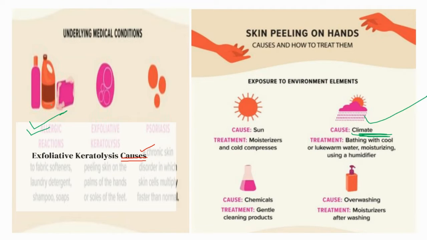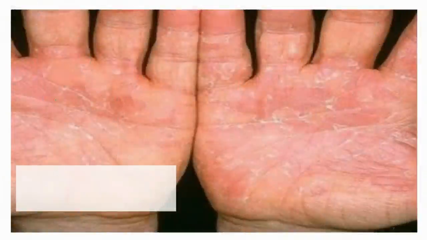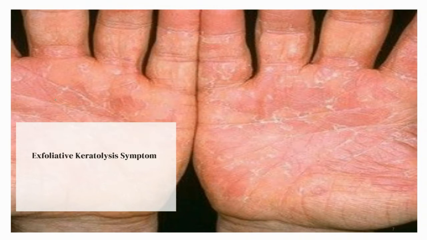So, as I have already discussed earlier, peeling of the skin, dry skin, and superficial air-filled blisters on the fingers are the key symptoms of exfoliative keratolysis. It affects the palm, finger, and sole region. It is a harmless condition, but sometimes it may cause bleeding and cracks on the skin of the palm and the sole parts of the body.